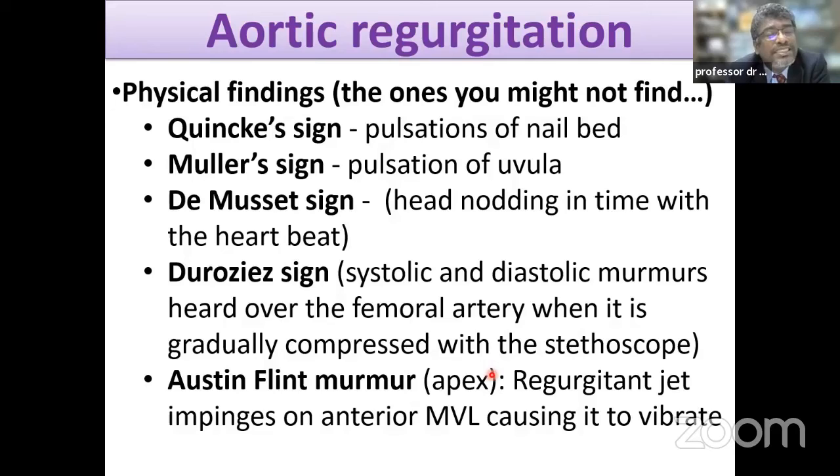The patient may have Duroziez's sign, that is systolic and diastolic murmurs heard over the femoral artery when it is gradually compressed with the stethoscope. This is Duroziez's sign. And the patient may have an Austin Flint murmur, usually found at the apex. It occurs when the regurgitant jet impinges on the anterior mitral leaflet, causing it to vibrate, and due to this vibration we get the Austin Flint murmur.